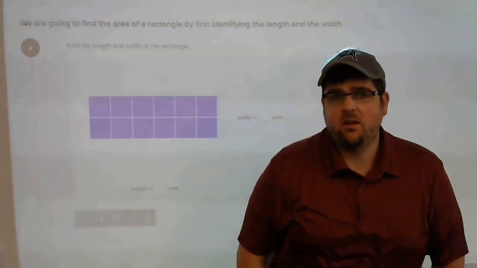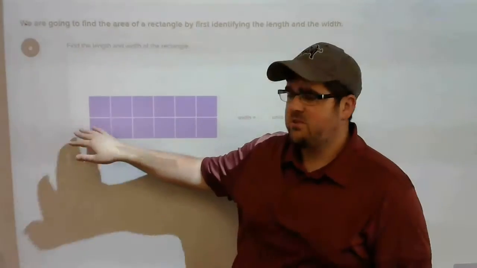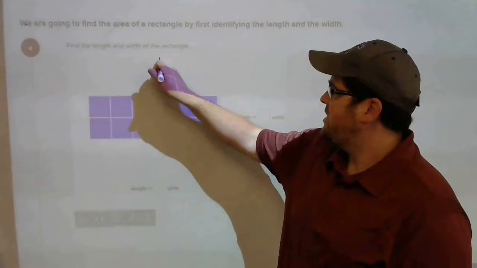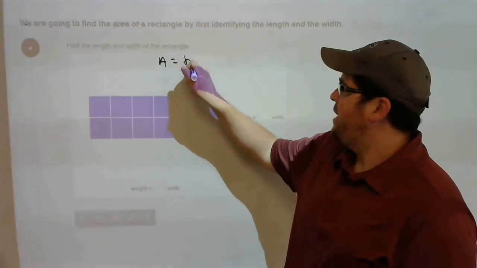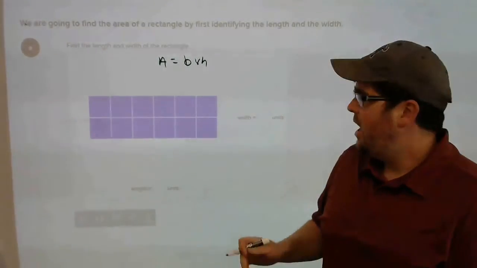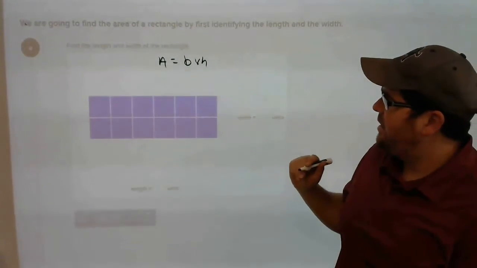So area, on the other hand, is all of the space. So to find area, we've got our formula, which is area equals base times height. So the bottom times the side. But let's figure out why.